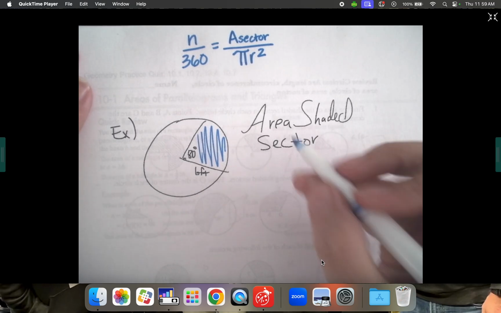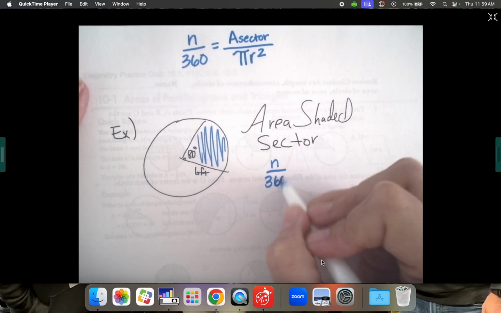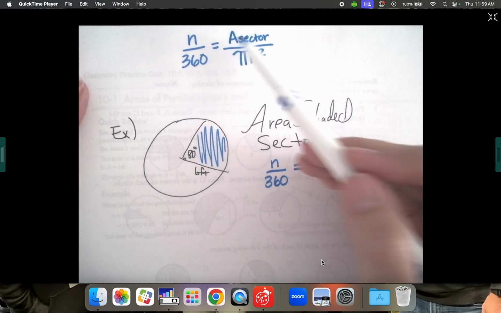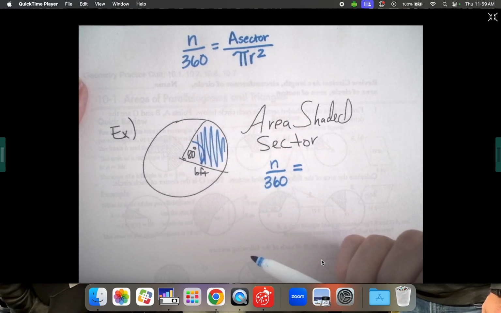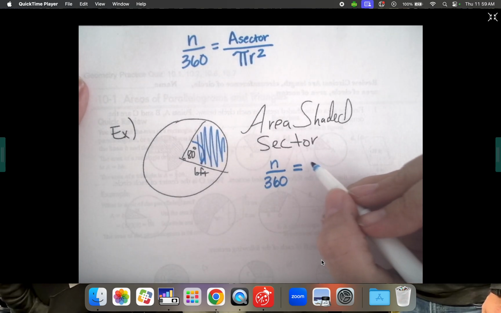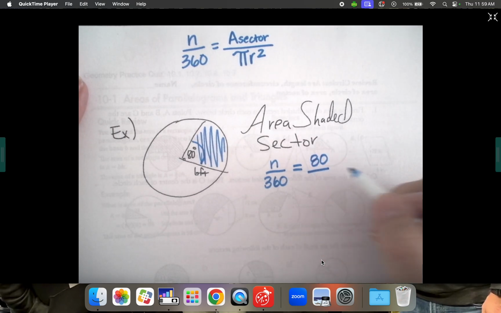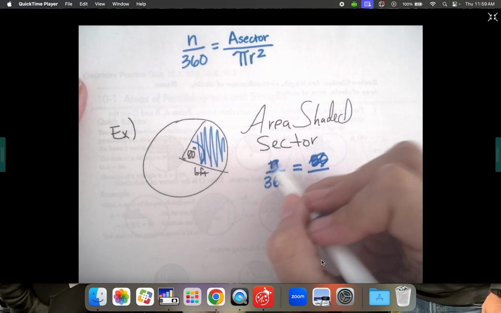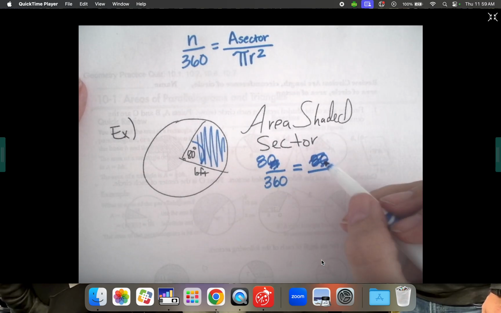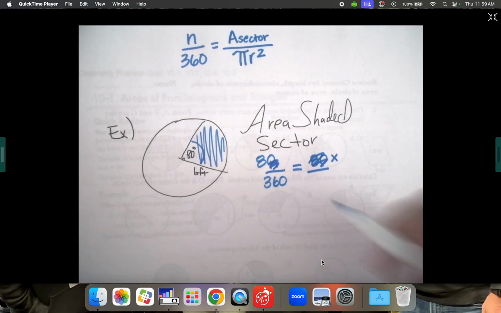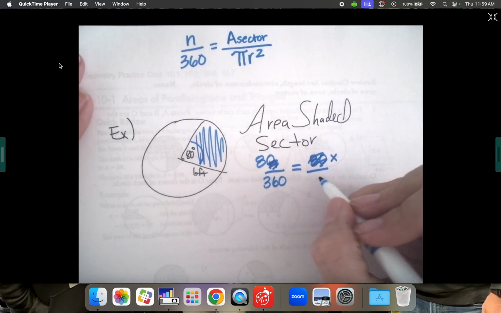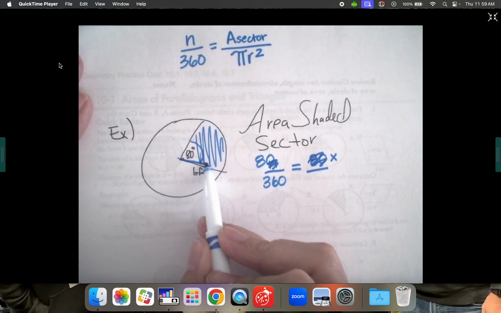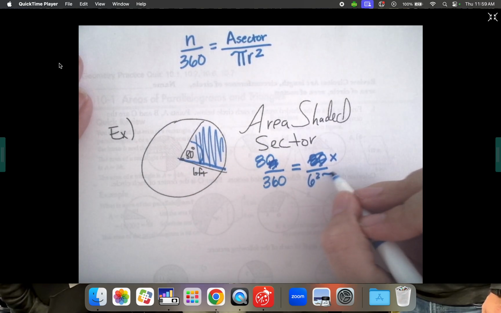So we're gonna do N over 360 equals the area of the sector. This is an 80-degree sector, so it's going to be 80. Did that wrong. 80 is the amount of degrees out of 360 equals area of the sector, which we don't know. Sorry, that's x over pi r squared. Here's the radius. It says it's 6 feet, so that's 6 squared times pi.